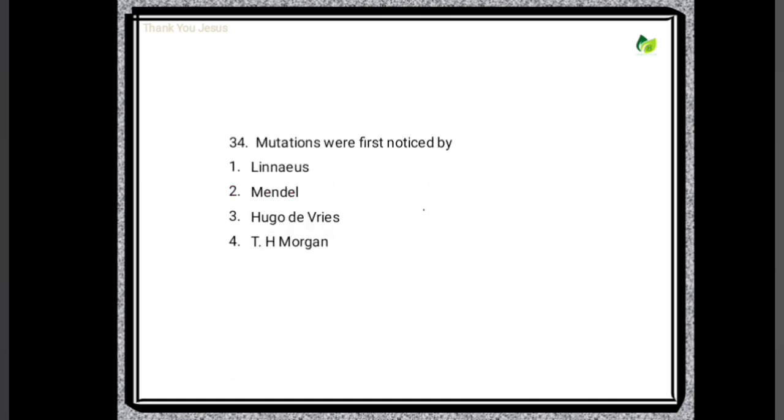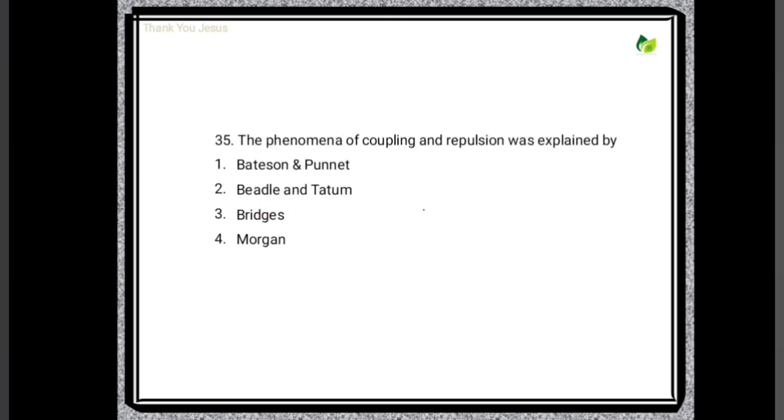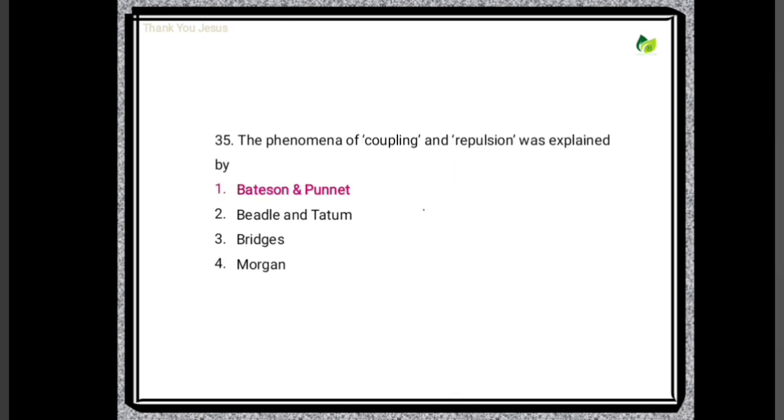Mutations were first noticed by. Options are Linnaeus, Mendel, Hugo de Vries, T.H. Morgan. Answer is Hugo de Vries. So the phenomenon of coupling and repulsion was explained by. Options are Bateson and Punnett, Beadle and Tatum, Bridges, Morgan. The correct option is Bateson and Punnett.